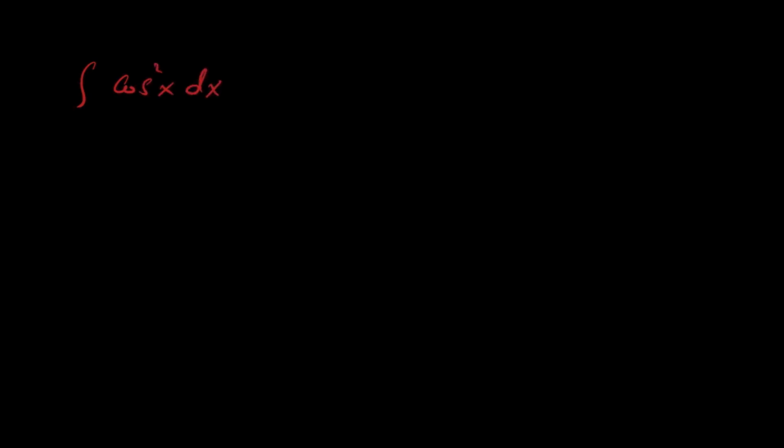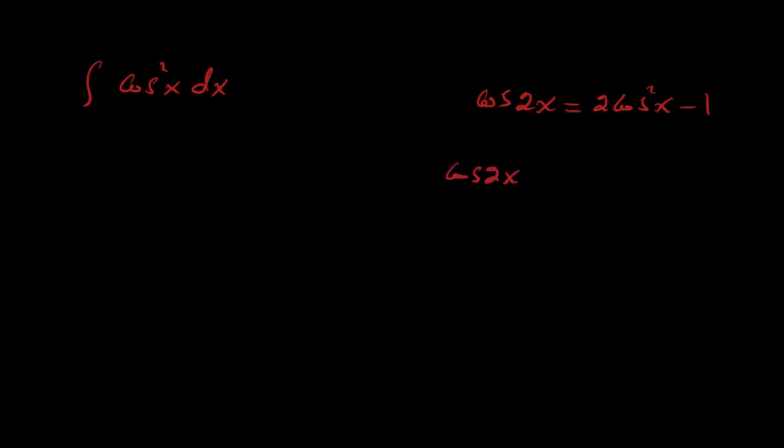What about the integral for cosine squared x dx? Similarly, we have a trigonometric identity between cosine 2x and cosine squared. We have cosine 2x is going to be equal to 2 cosine squared x minus 1. Similar to the previous one, but cosine squared at the beginning. So if we find cosine squared in terms of cosine 2x, then we can replace it. So we can say cosine 2x plus 1 is going to be equal to 2 cosine squared x.